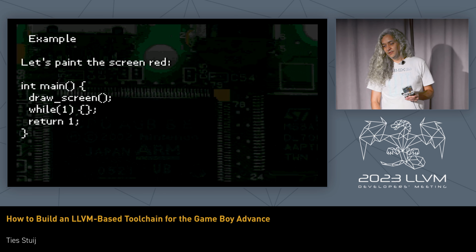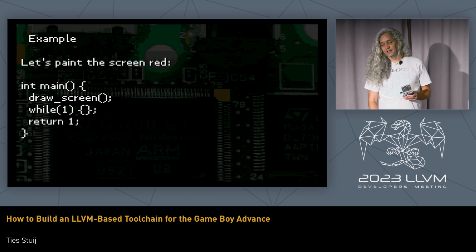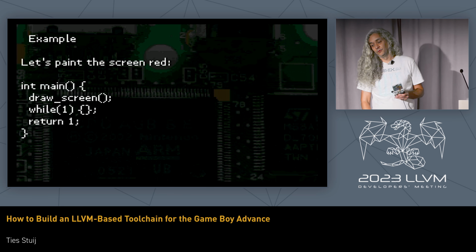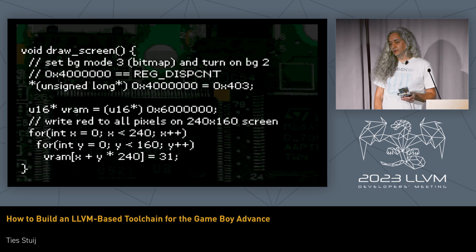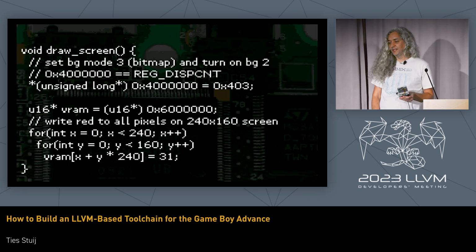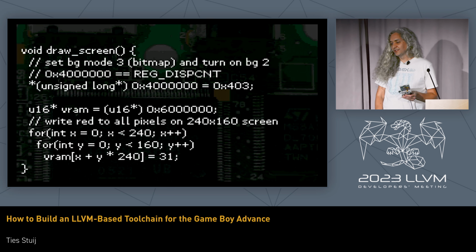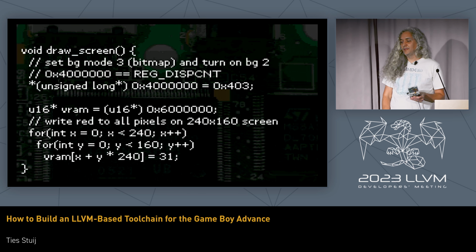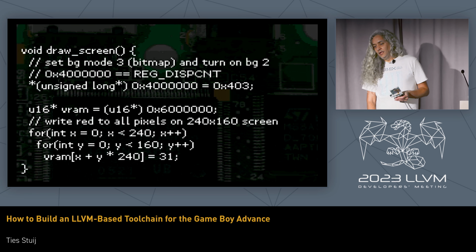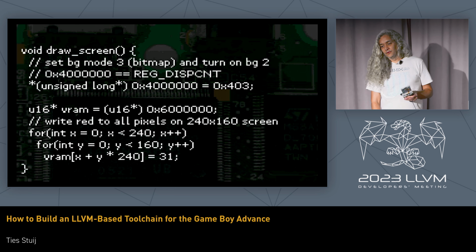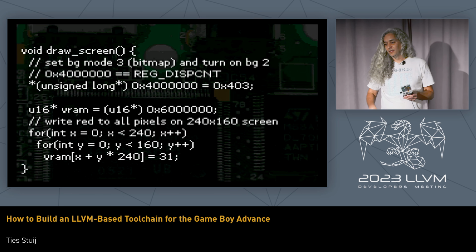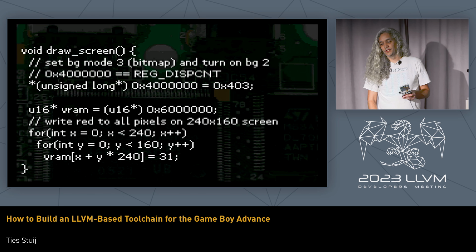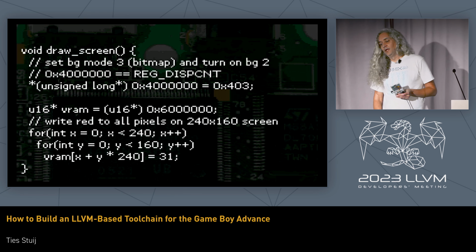A quick example: you've got your main, you draw something, you spin on a while, which you normally would not really do. But anyway, what you would do is you manipulate this display control, and you turn on bitmap mode, one of the bitmap modes. You turn on a background. You've got 4 backgrounds, and you're using number 2 at this stage.